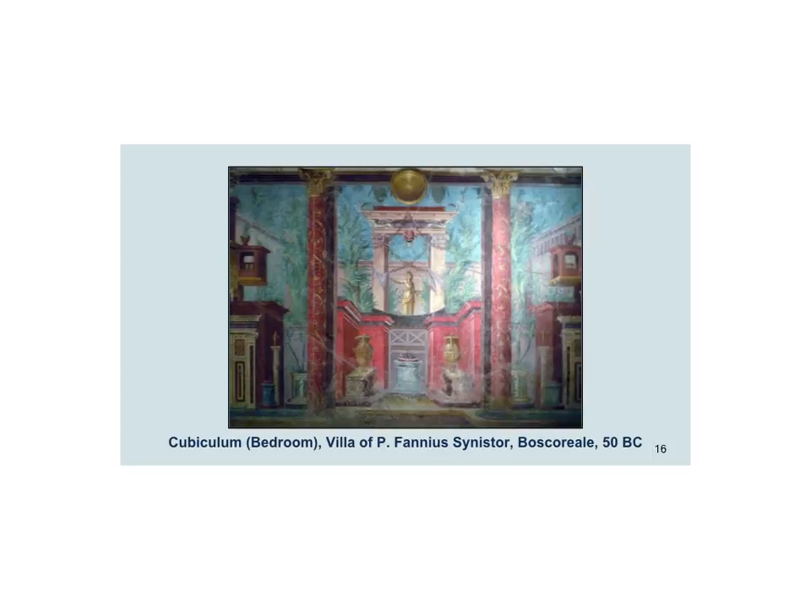One of the most exceptional examples of the second style is the bedroom or cubiculum belonging to P. Fannius Sinistor from 50 BC at Boscoreale, just outside Pompeii. It has been reconstructed within the Met Museum in New York City.